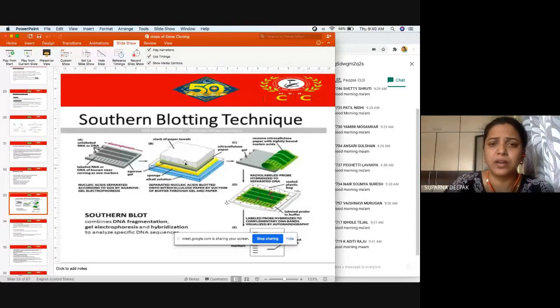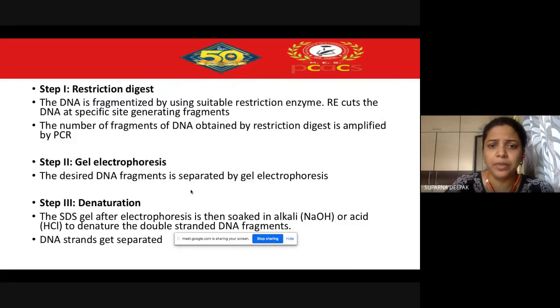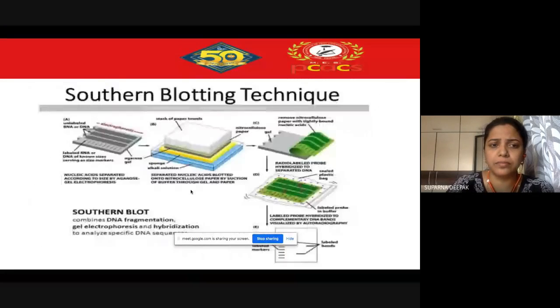Method that I was discussing about. So you can see here, this is your gel electrophoresis, whatever your labeled RNA or DNA of known sizes serving as your size markers, and then this is the arrangement that is going to be done.